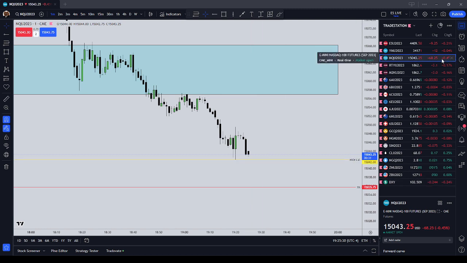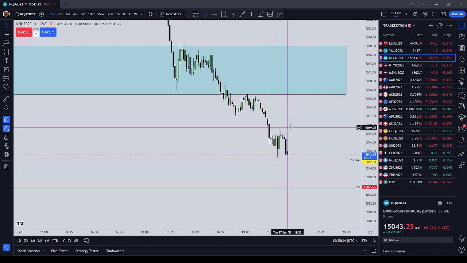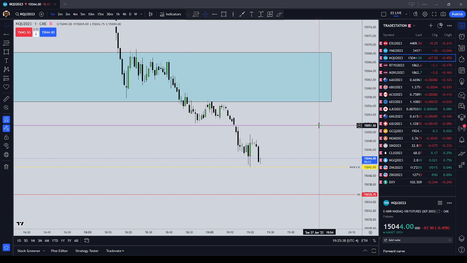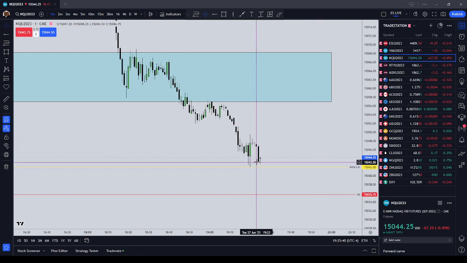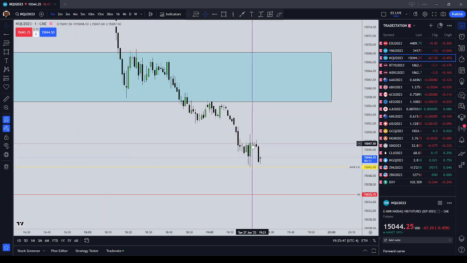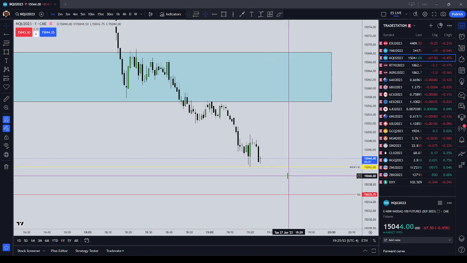NASDAQ is still our bearish leader. I would be taking a counter lead trade. We're getting a little bit of a reaction here, potentially enough to initiate a trade. I'm going to give it another minute.